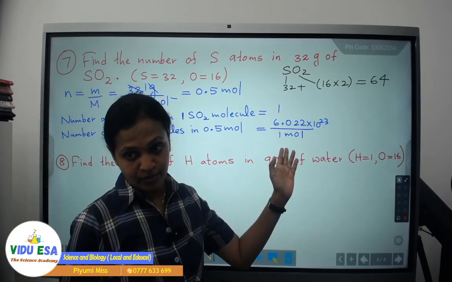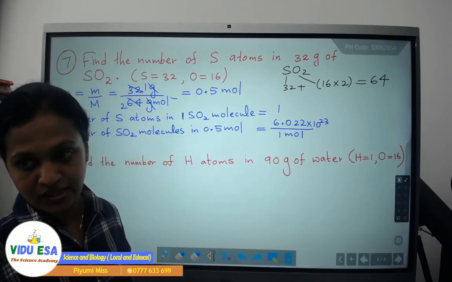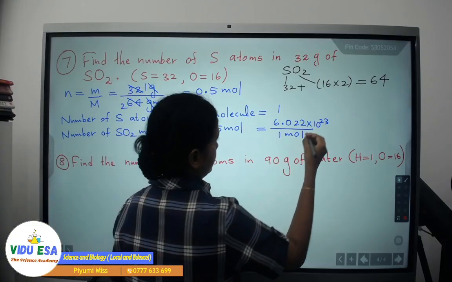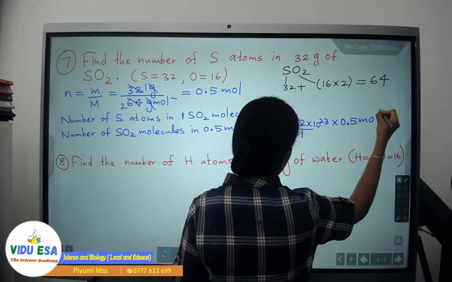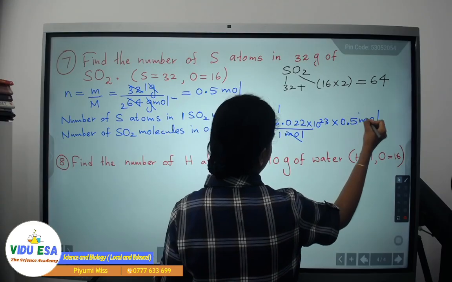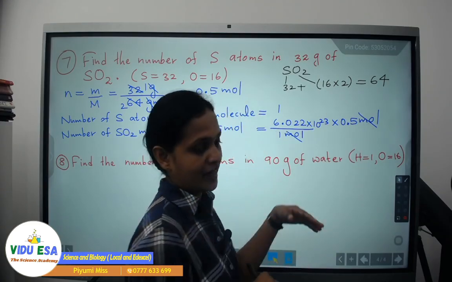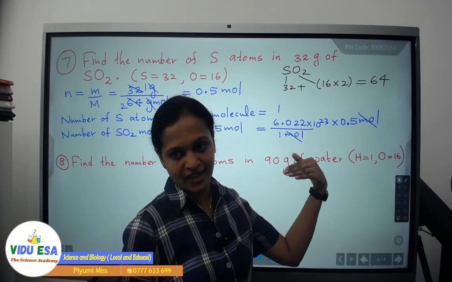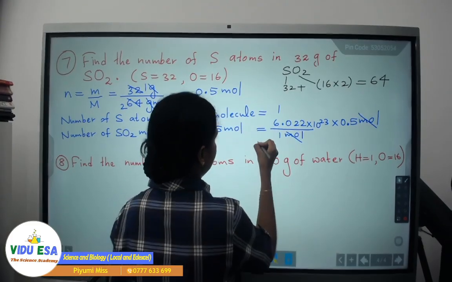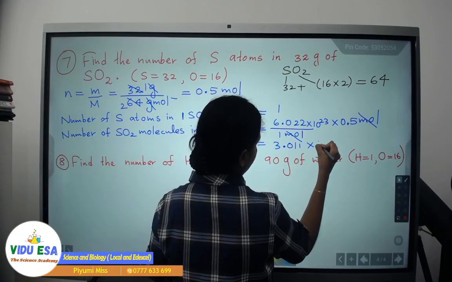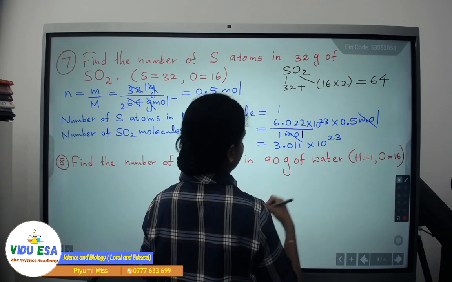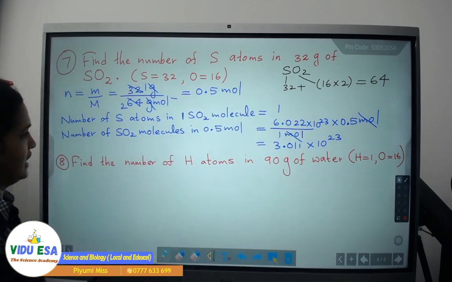In 1 mole, Avogadro constant of molecules are there. Therefore, in 0.5 moles. Multiplied by 0.5 means divided by 2. So it is 3.011 into 10 to the power 23. This much of molecules are there.